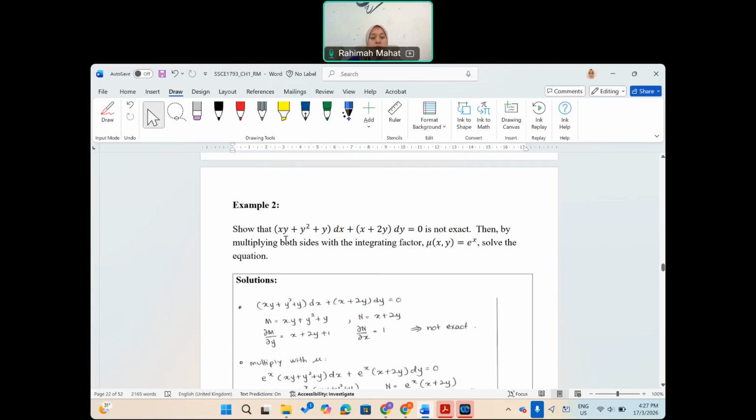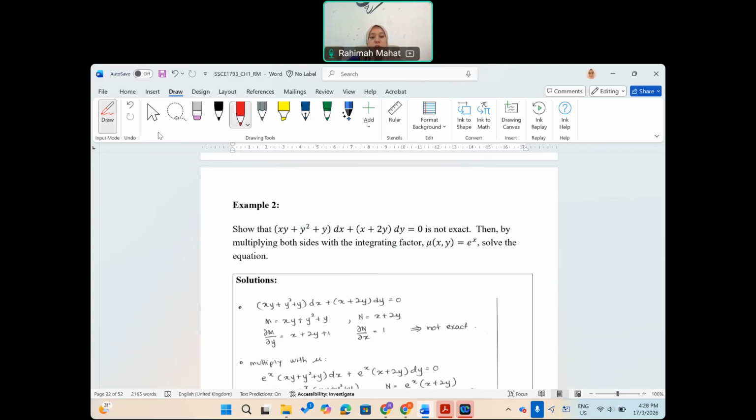Okay, and then after that, this is example 2. Show that (xy plus y squared plus y) dx plus (x plus 2y) dy is equal to 0 is exact. So we need to show that it is exact. The left hand side is your M, and this is your N. Then multiply both sides with the integrating factor mu equal to e to the x.